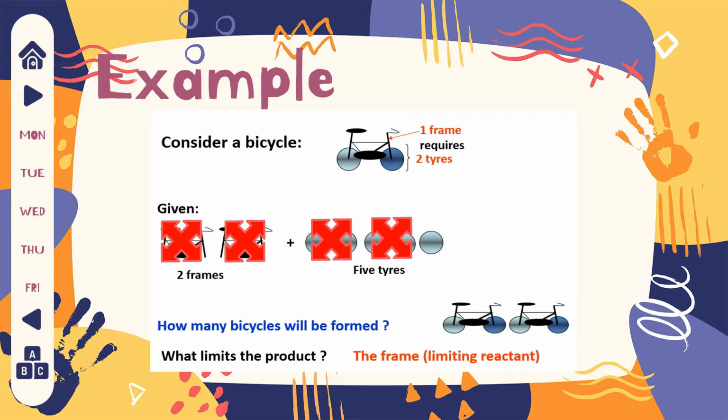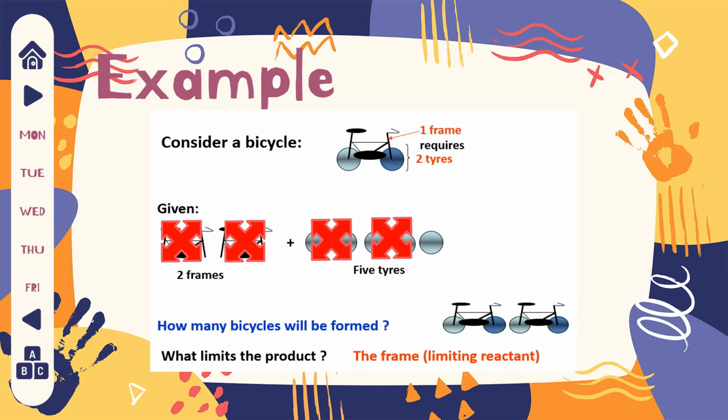So what limits the amount of product? So why we only can have 2 bicycle? Because our limiting reactant is the frame. Okay, we lack another one frame to make up another one bicycle.